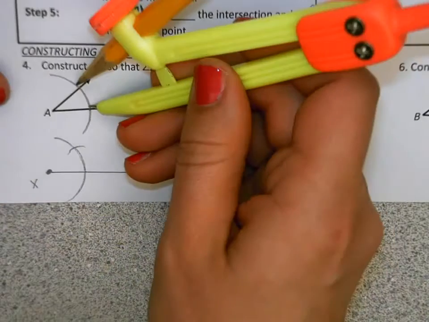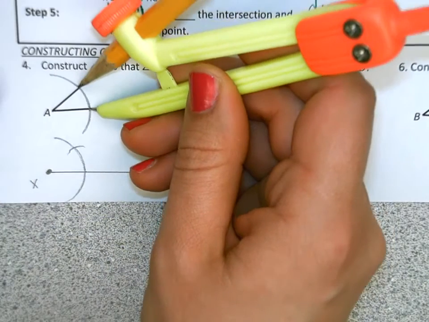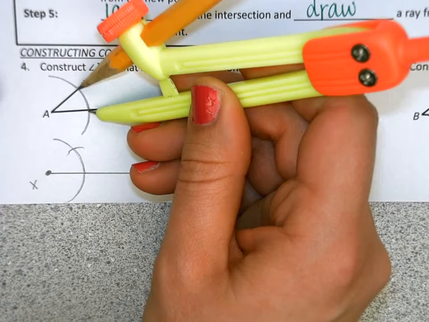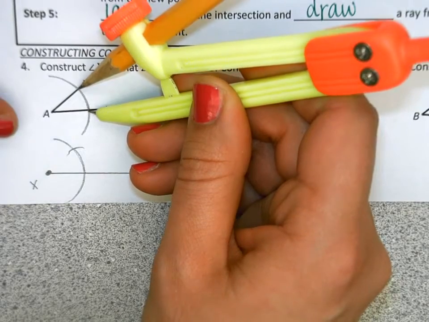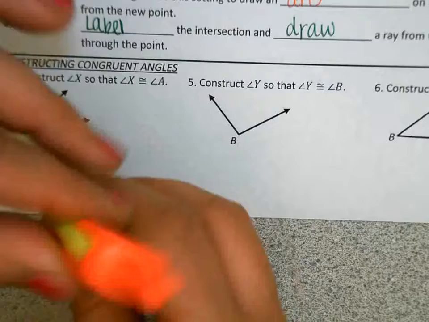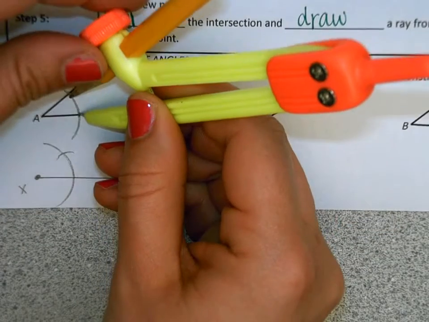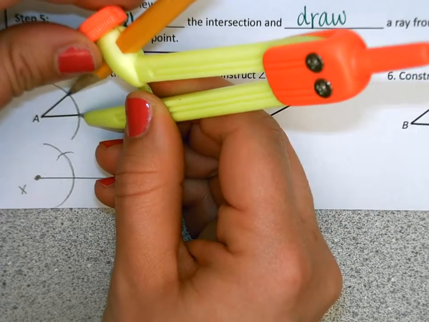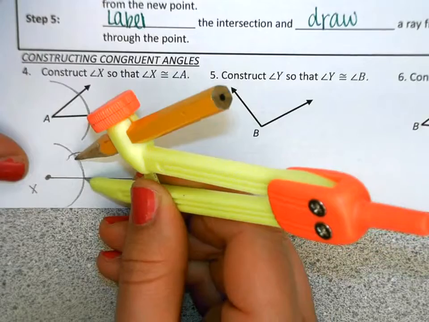So you measure the two intersection points and then immediately move your compass down and draw an arc there so it intersects. Don't change your compass setting.